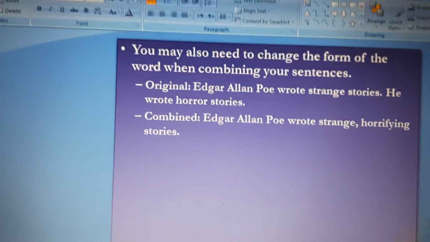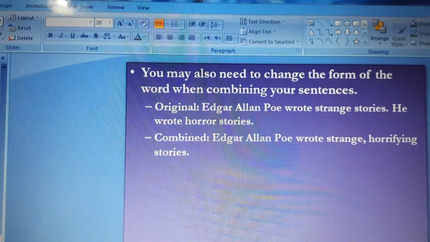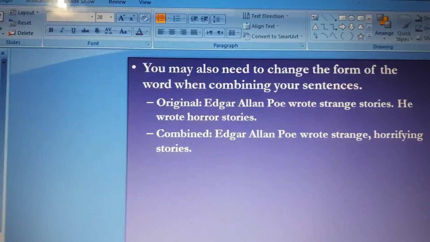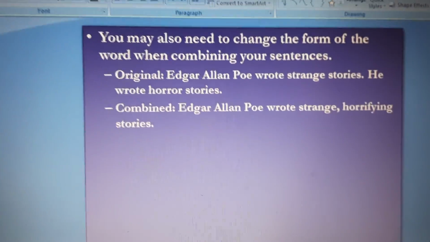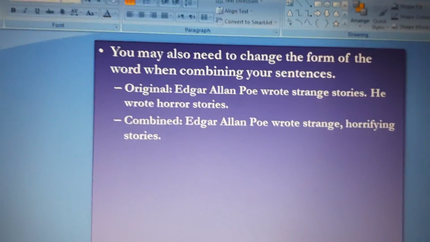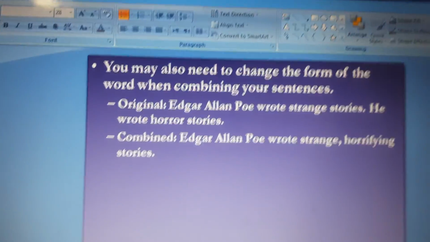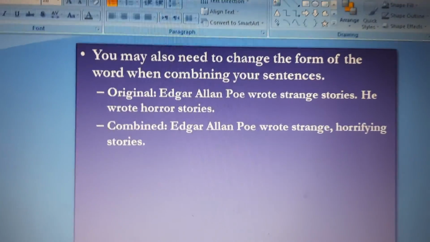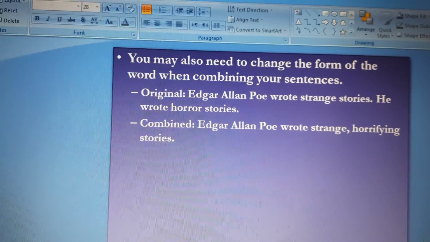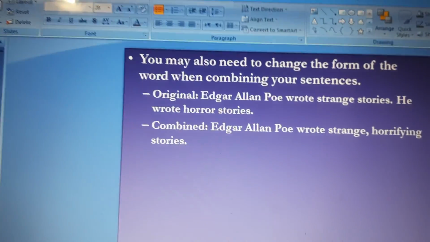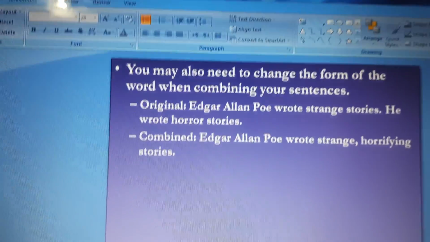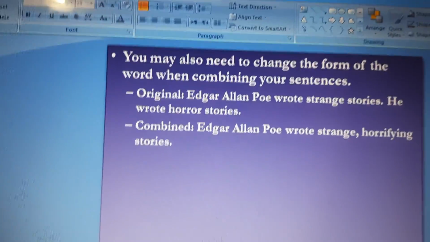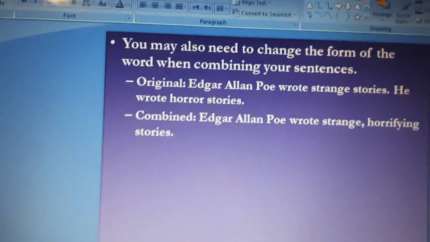So, combined: Edgar Allan Poe wrote strange, horrifying stories. Okay, as you can see, the second one is so good and strong. I can write it, and if I want to use it in my essay, I can just edit the author's name or something. Okay, see, this is how you can combine your sentences by inserting words, phrases, whatever.